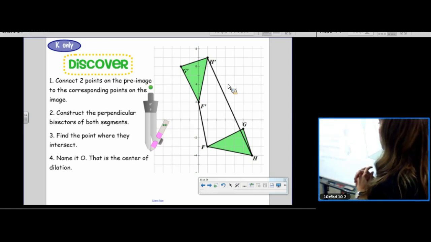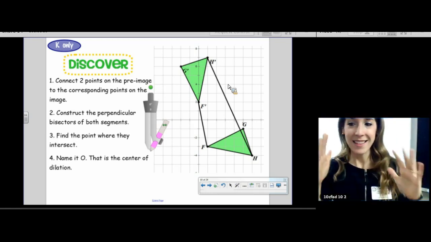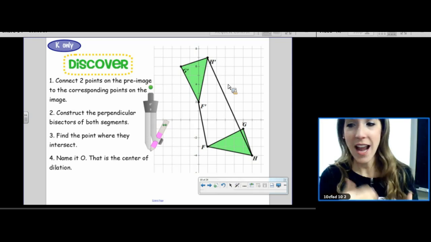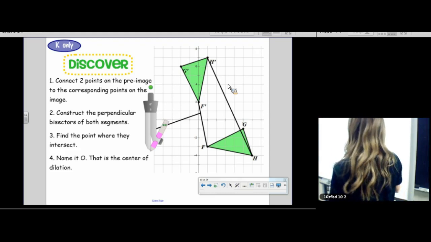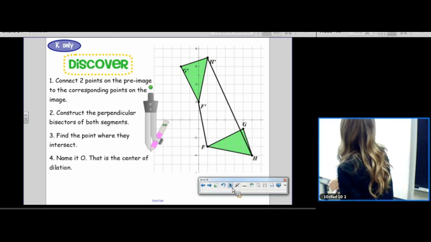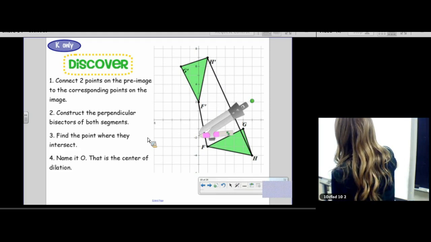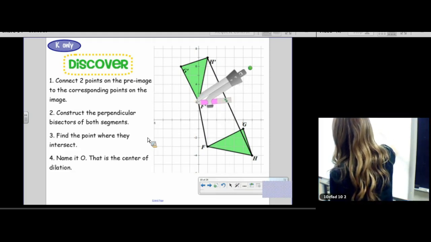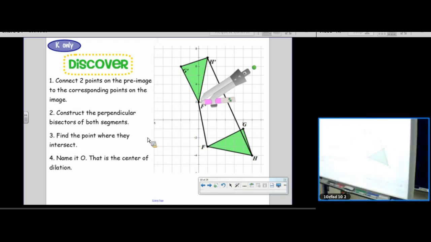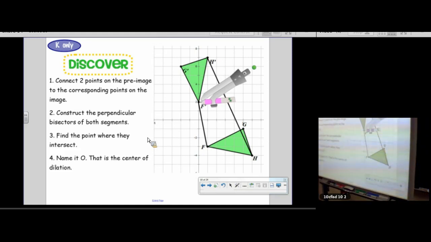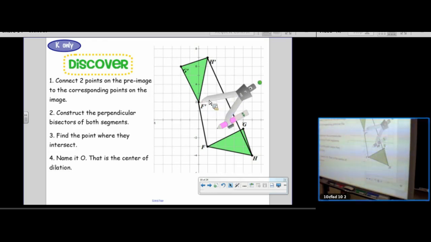Now I need to construct the perpendicular bisector of both segments. These segments are not parallel. They are not going to have the same perpendicular bisector. So I'm going to have to construct 2 perpendicular bisectors. And the way we do that is the needle here. It's not letting me. I'm going to have to do it from my computer because it's snapping. Okay. Man, it is not letting me do this, guys, so just bear with me. There we go.